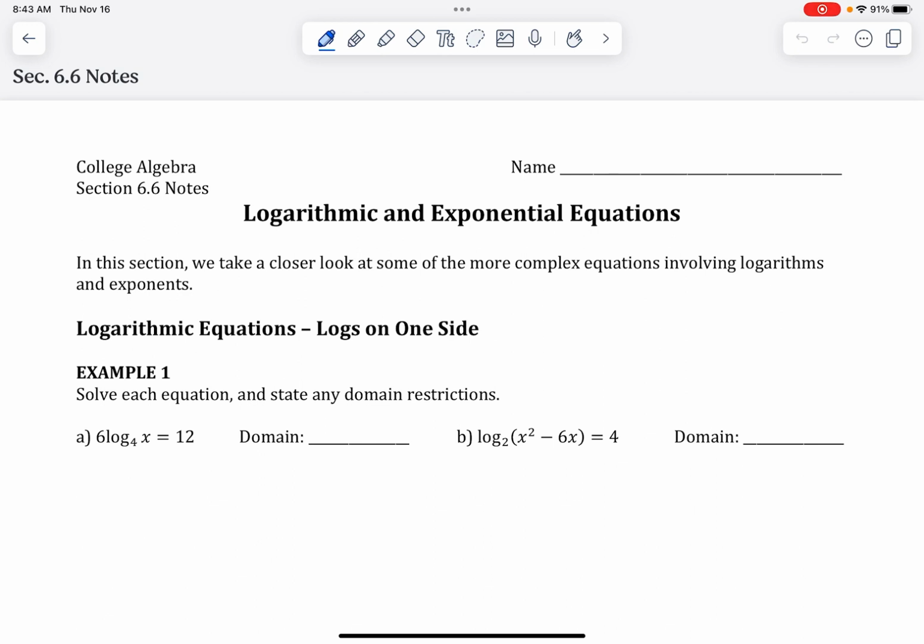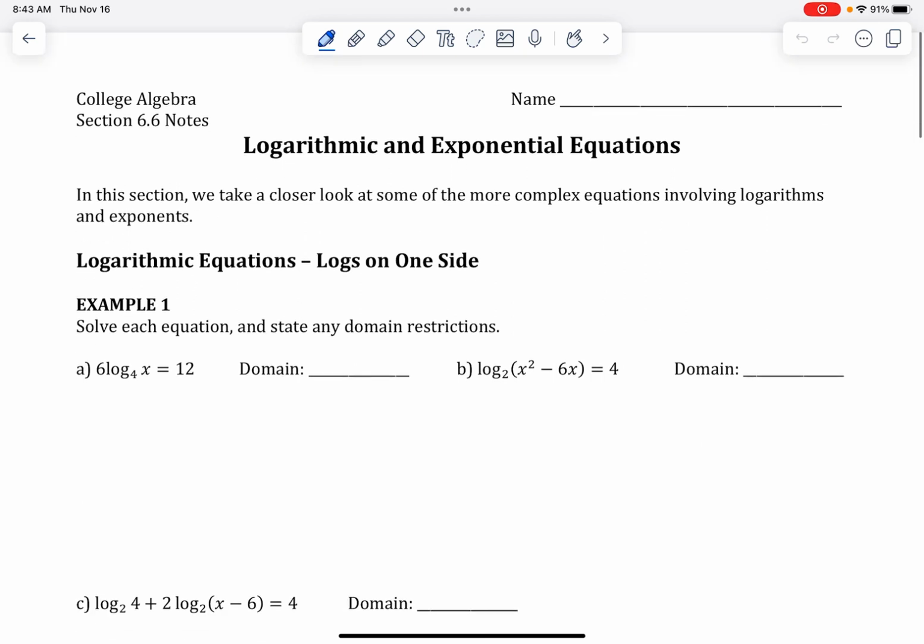wrench into things. So we'll take a look first at the logarithmic equations, and to start off more simply, we'll keep the logs on one side of the equation. So this is more where you're going to have to apply a property of logs that might help you solve some things. So the first one is hopefully pretty straightforward. You have 6 times the log equaling 12.